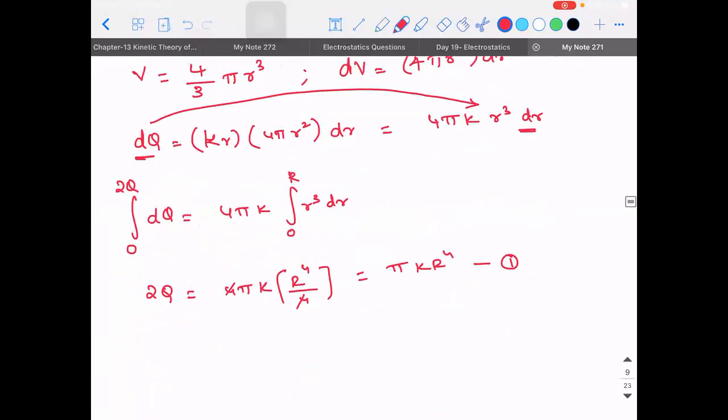So the one thing is I need to eliminate K. So 2Q divided by pi into r power 4. Let me take this as 1. That makes more sense. Correct? Now.